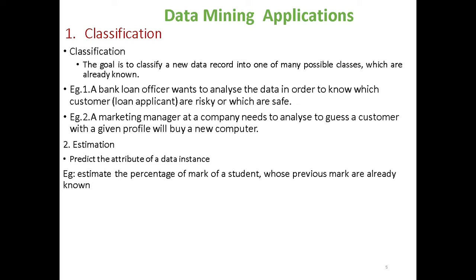Next is estimation. Estimation gives a current prediction, that is, it predicts the attribute of a data instance.